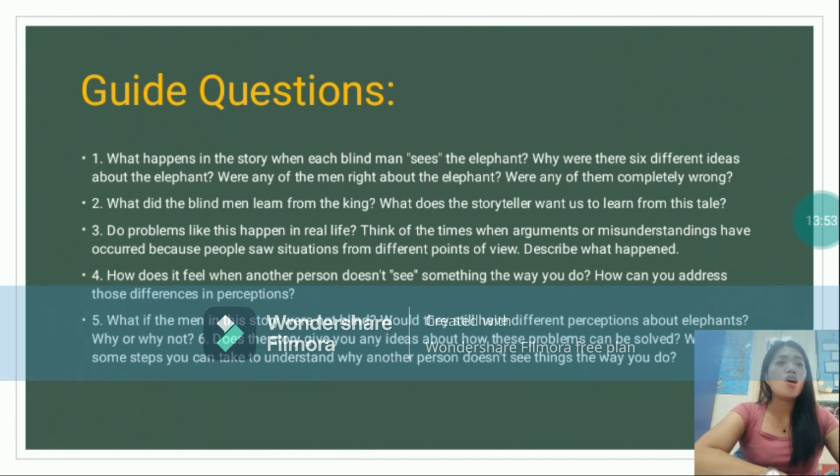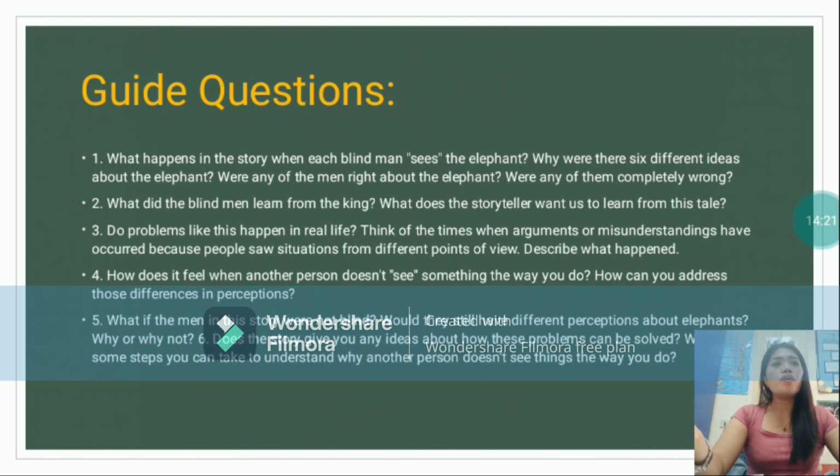Number two. What did the blind man learn from the king? What does the storyteller want us to learn from the tale? Number three. Do problems like this happen in real life? Think of the times when arguments or misunderstandings have occurred because people saw situations from different points of view. Describe what happened.